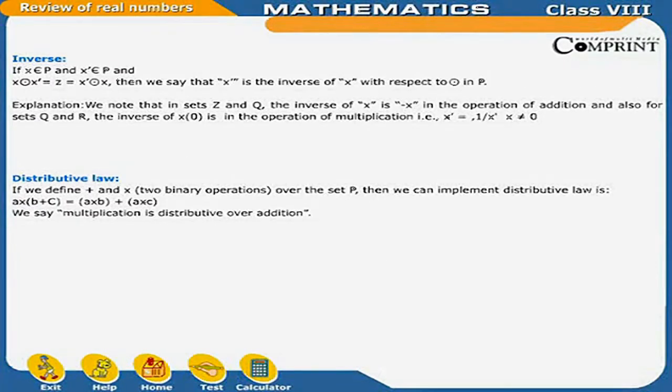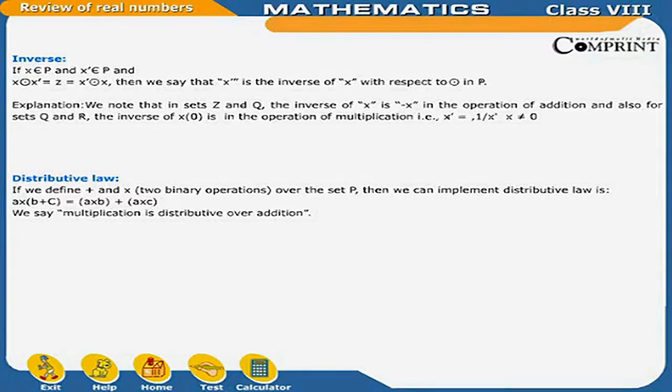Inverse. If x belongs to P and x dash belongs to P and x ⊙ x dash is equal to z is equal to x dash ⊙ x, then we say that x dash is the inverse of x with respect to ⊙ in P. Explanation. We note that in sets capital Z and capital Q, the inverse of x is minus x in the operation of addition, and also for sets capital Q and capital R, the inverse of x, x not equal to 0, in the operation of multiplication, that is x dash is equal to 1 upon x, for every x not equal to 0.